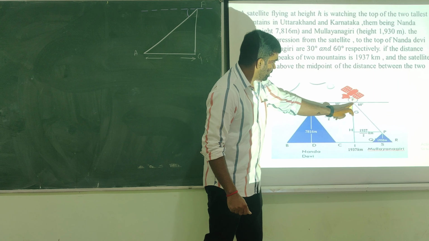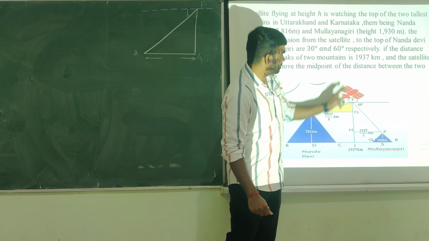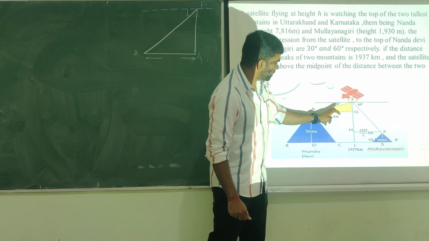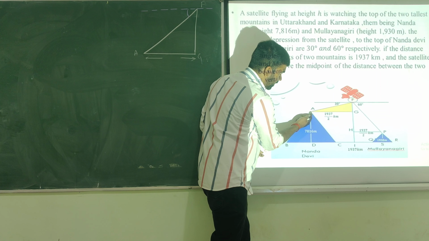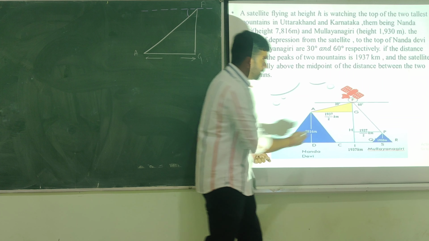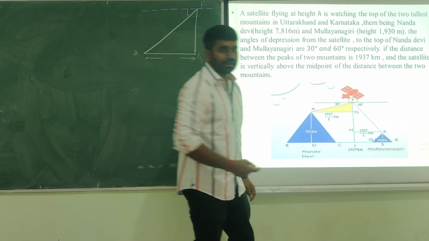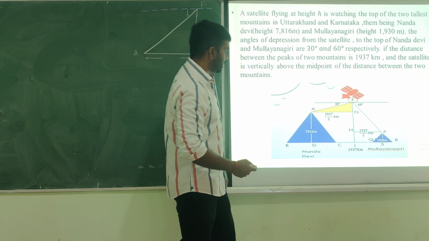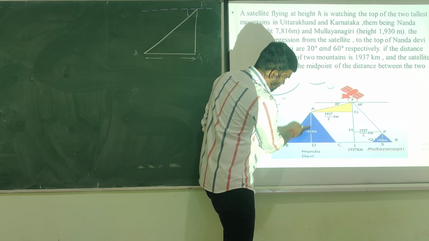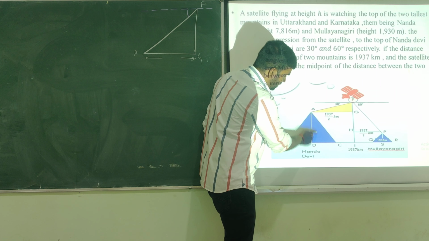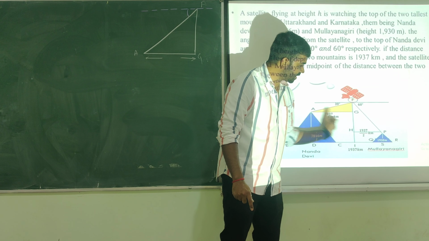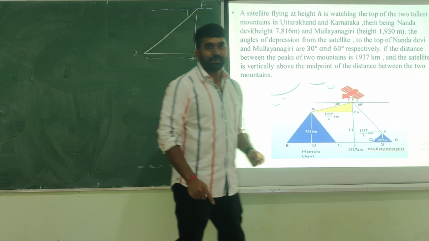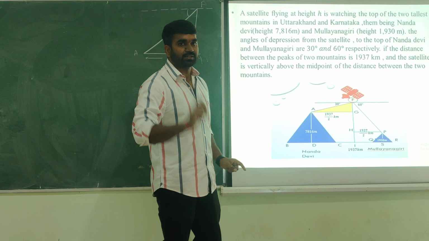Here this is the angle of depression 30 degrees, and this is the angle of depression 60 degrees. So from F to A, the angle of depression is 30 degrees. From F to P, the angle of depression is 60 degrees. And here this distance AD is equal to 7816 meters. Again, this is in meters and this is in kilometers. The units are in kilometers here, and this is in meters, where we are going to use the substitution.